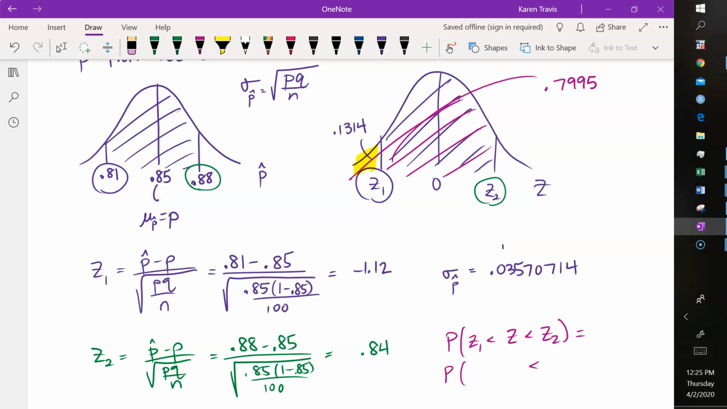So the chance that Z is between those two values matches the chance that our sample proportion turns out between, sorry, I wrote this wrong. Our sample proportion turns out between 0.81 and 0.88. And that's going to be 0.7995 minus 0.1314. So our final answer is 0.6681. So in words, there's a 66.81% chance that if I take 100 orders and sample them, the percent that were delivered on time is somewhere between 81% and 88%.